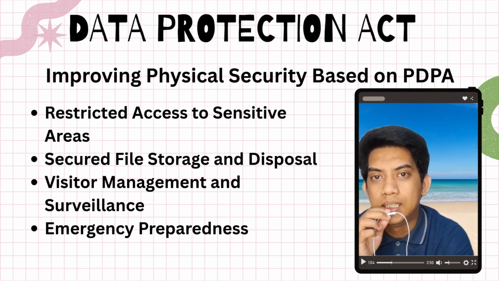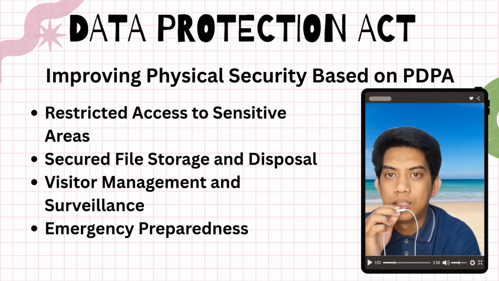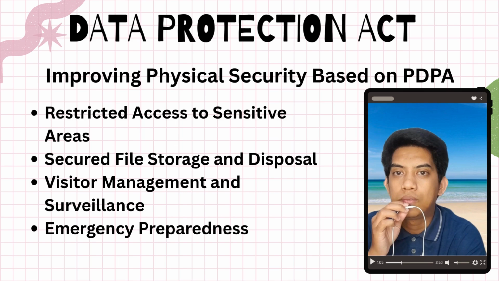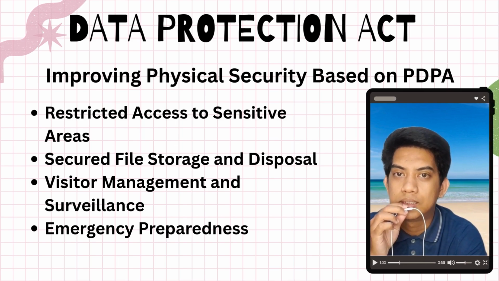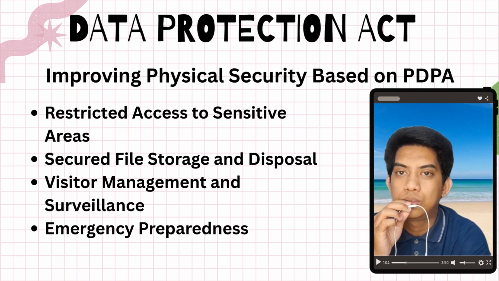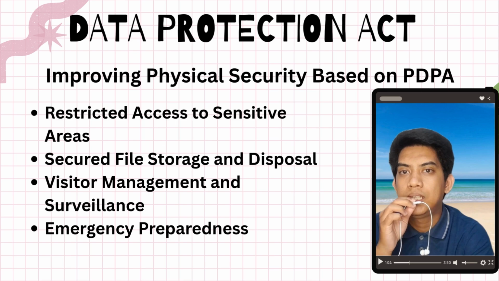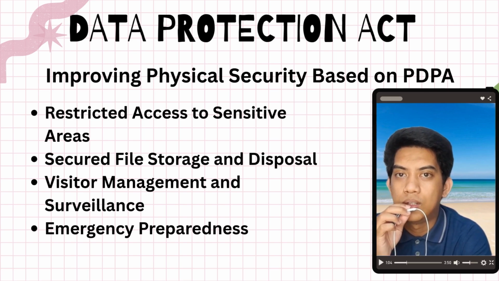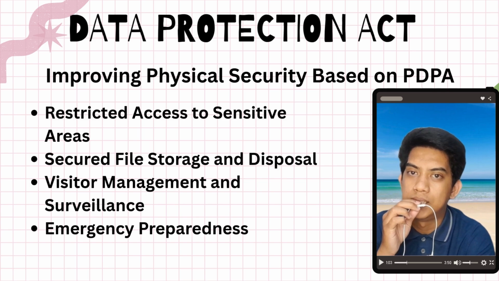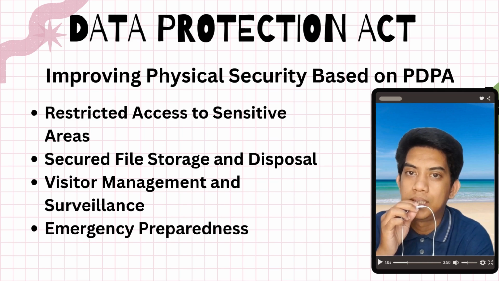Secondly, secure file storage and disposal. Loose paper, documents, and unlocked filing cabinets pose risk. The company must have a place to store personal data documents in locked cabinets. When disposing, use crosscut shredders or a certified secure disposal service. And the company also prevents unauthorized access, alteration, or accidental disclosure of physical data.